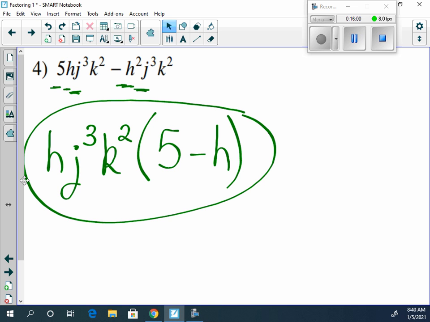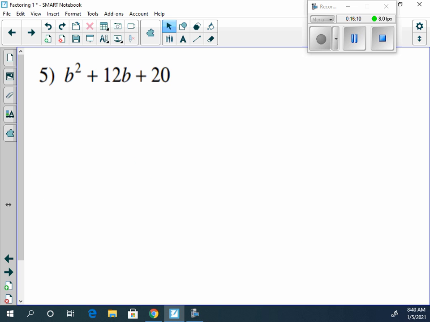Any questions on any of this here so far? Not too bad of a lesson to start back the semester with. Okay. Now we're getting back into factoring.